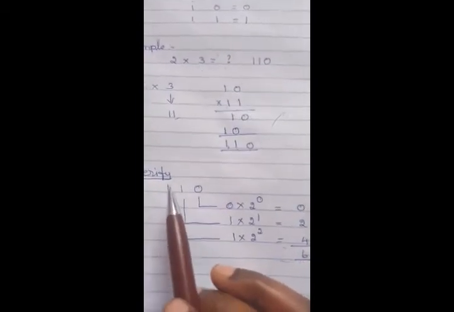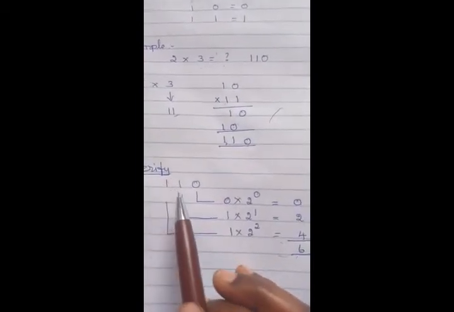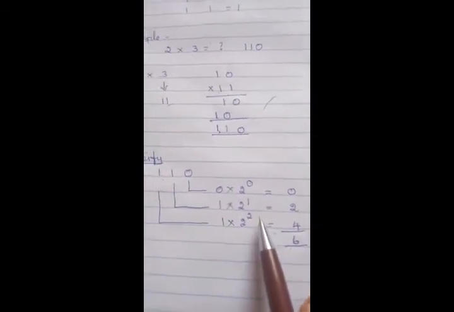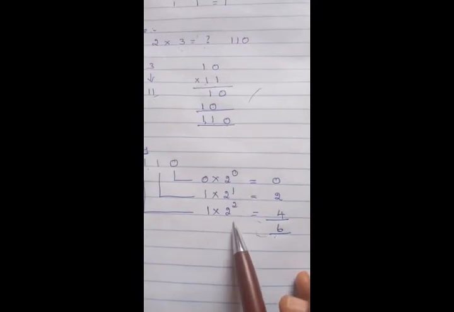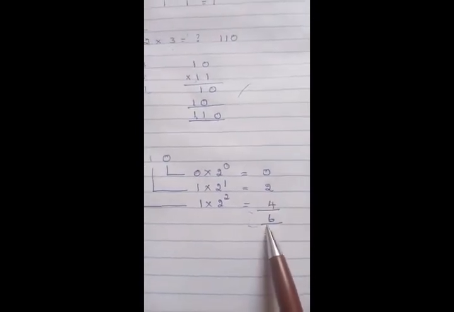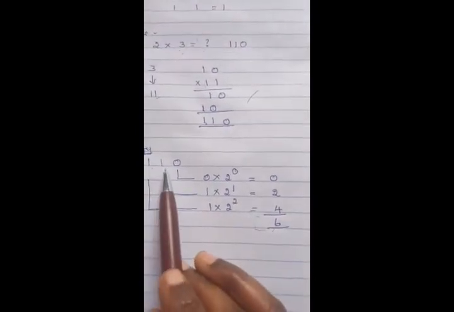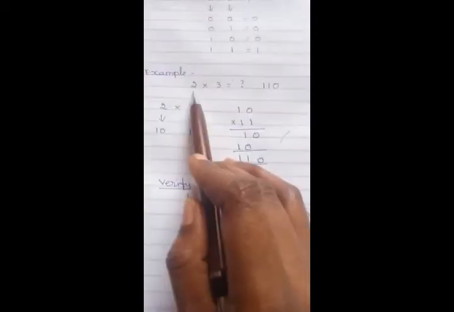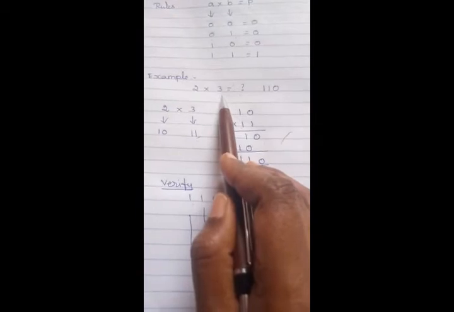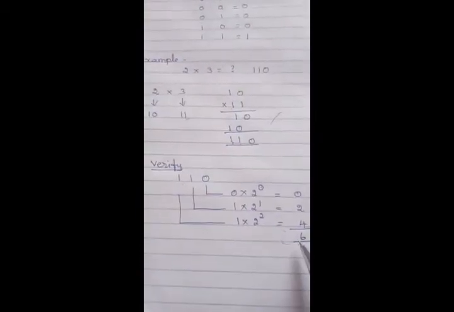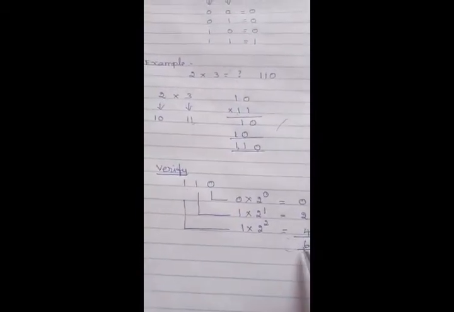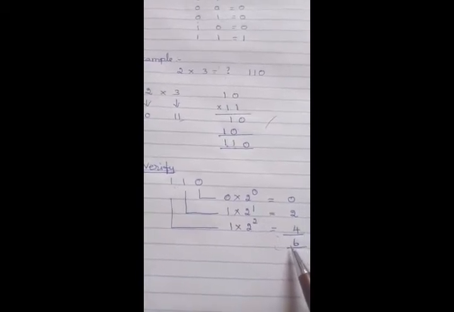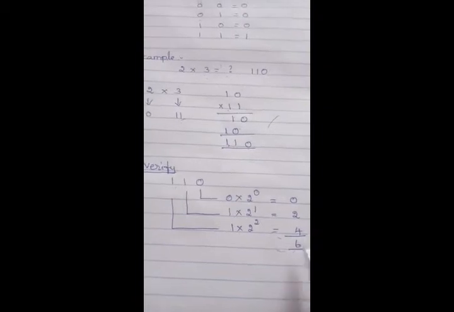Let us verify. We will verify by converting 110 into decimal. Apply the place values and then add them up. The equivalent of 110 is 6. What we recorded, 2 into 3, is equivalent to 6. Students, the same steps you have to follow to multiply any kind of binary numbers.